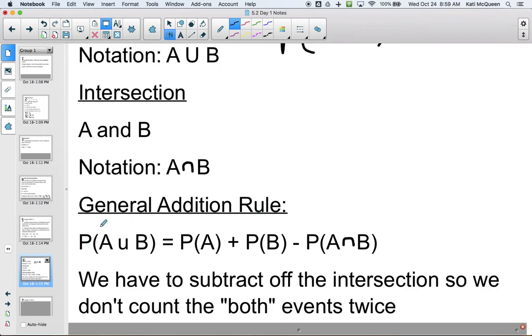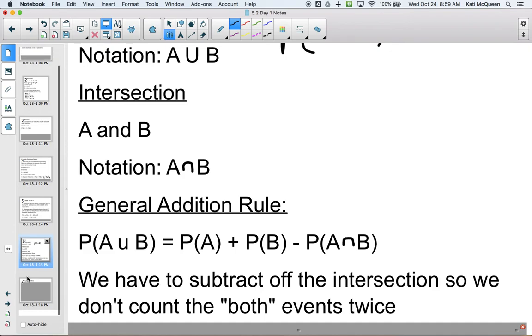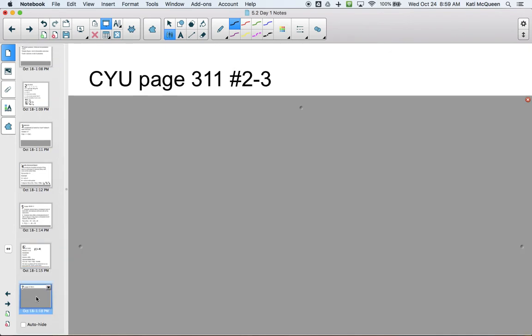I know the union means A or B or both. So this is going to be everything that's A. This is going to be everything that's B. Now those events that are both A and B are included here and here, so we're actually counting them twice. So we're going to subtract off the things that are A and B once, so then they are only counted once. All right, next you should be pausing here and trying numbers 2 and 3 on page 311. Give them a try and then come back and see how you did.